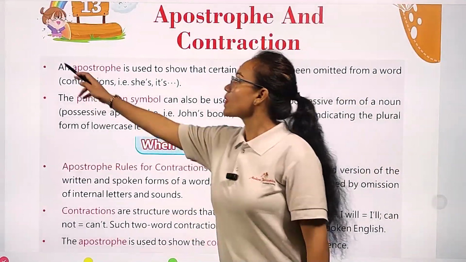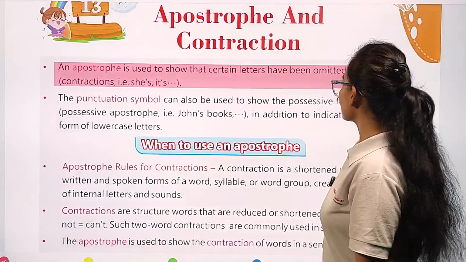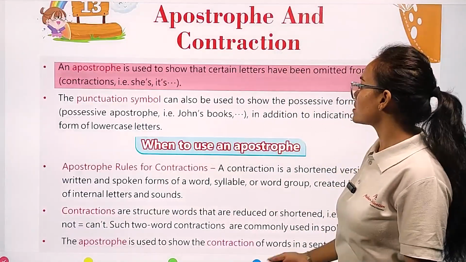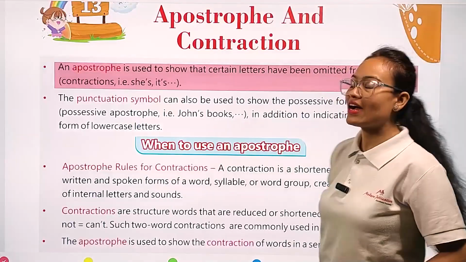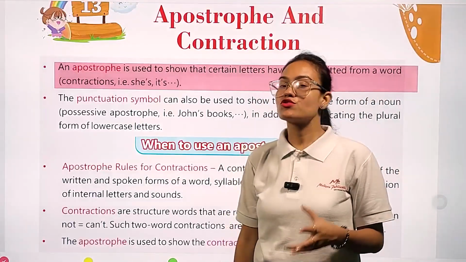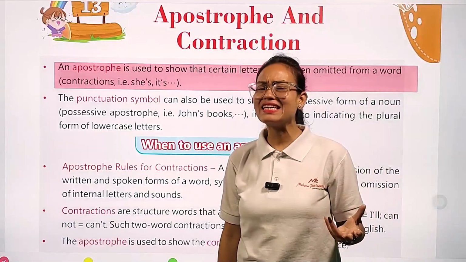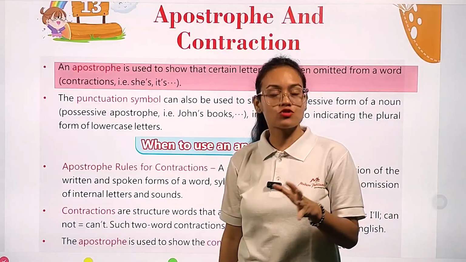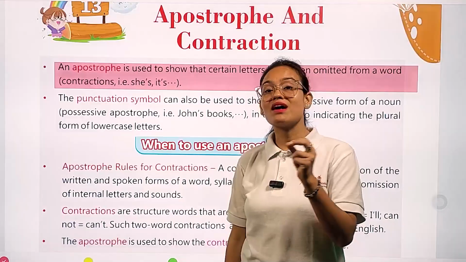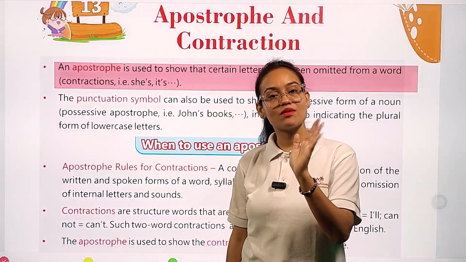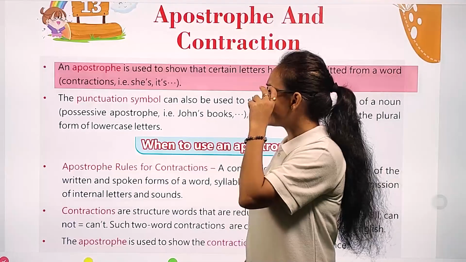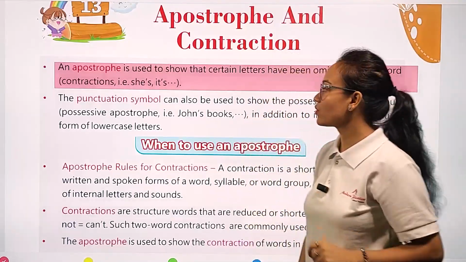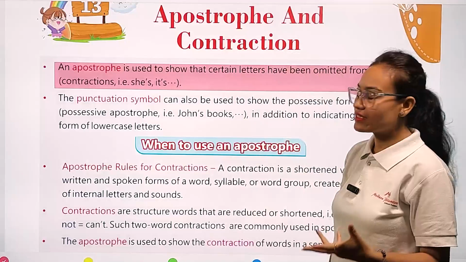An apostrophe is used to show that certain letters have been omitted from a word. So apostrophe is that punctuation mark which is used to show in any word that some alphabets are omitted, means some alphabets are left out, or maybe sometimes some words. Contraction, that is she is, it is. Okay, so she is, it's.